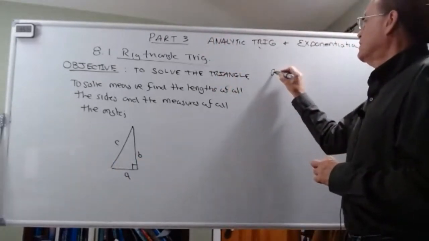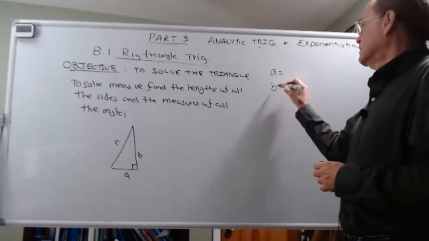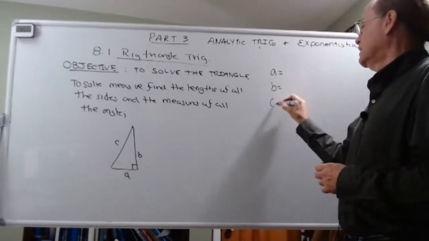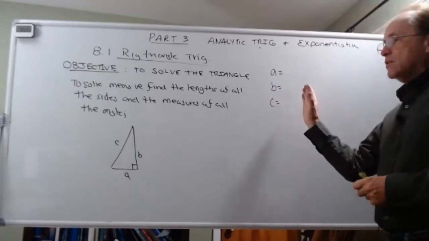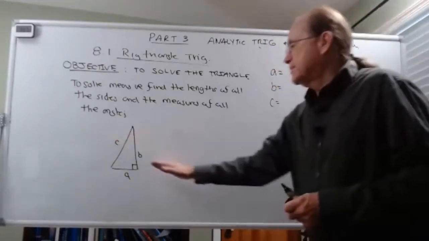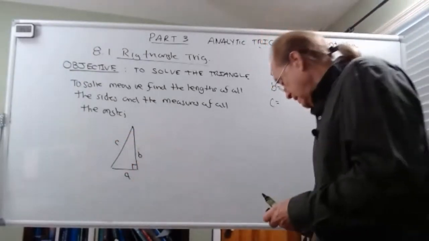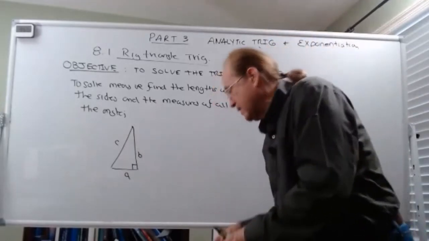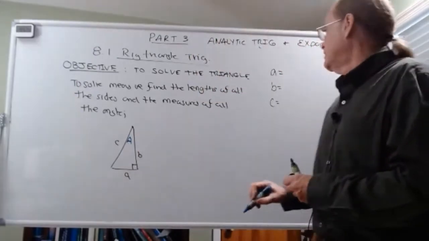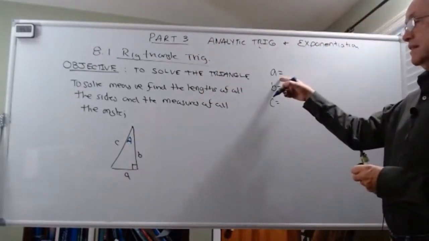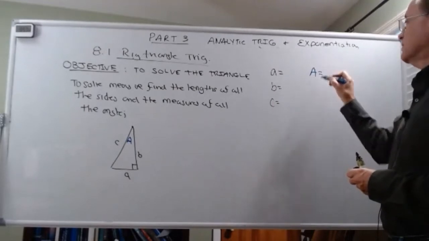So I'm going to find the lengths of all the sides. I'm going to find the length of A, the length of B, and the length of C. Now I'm going to associate the angle that's opposite each side. Over here, this is length A, so this would be angle A. So I'm going to find the length of that side A, but I also want to find the measure of that angle A.